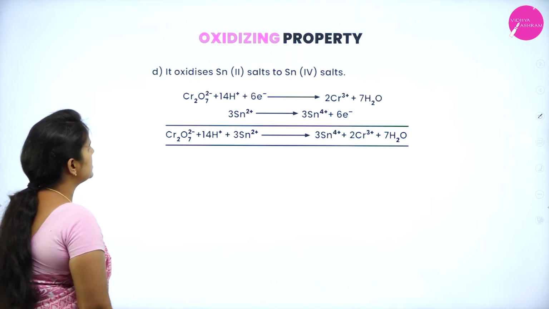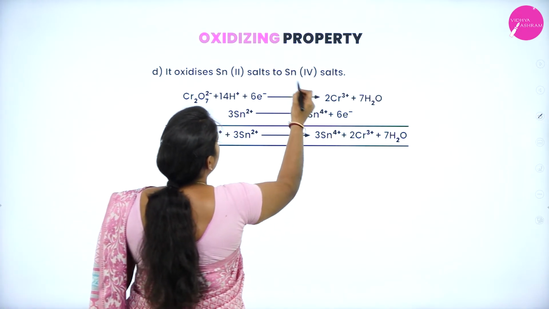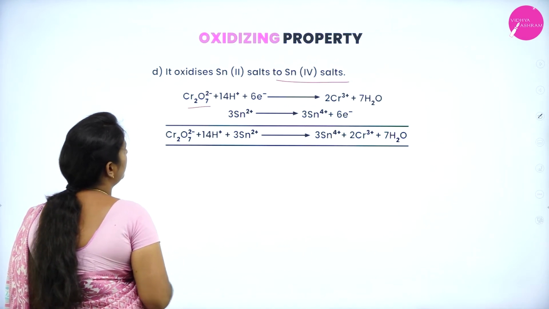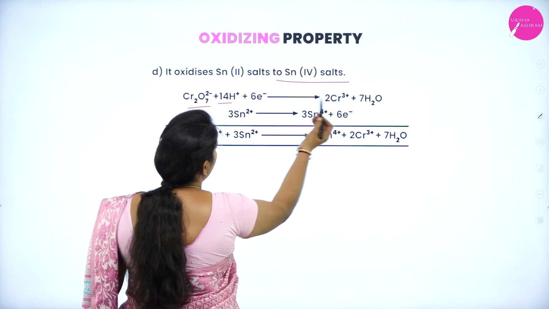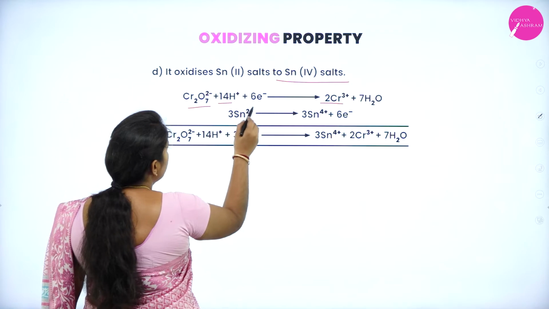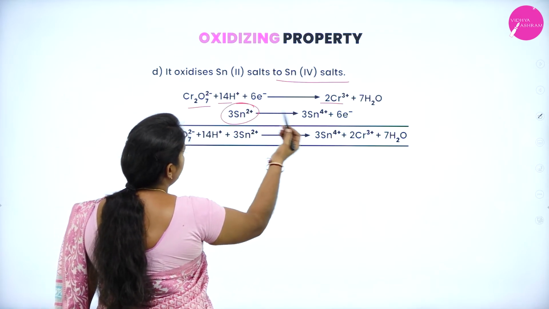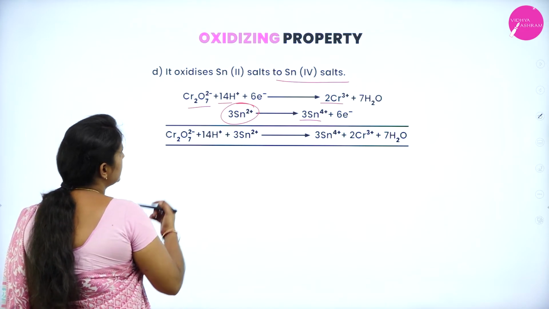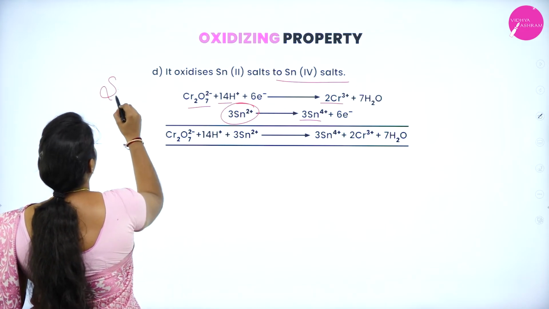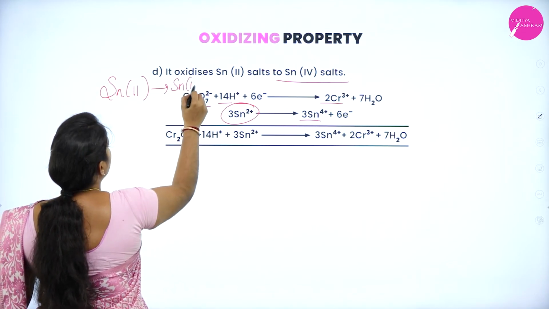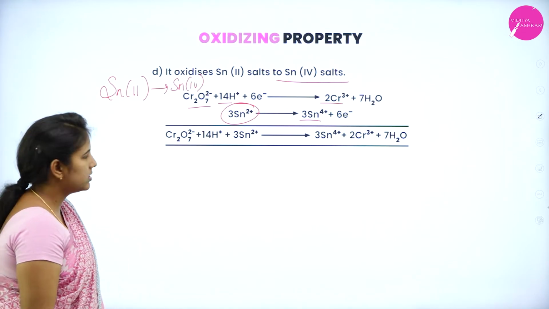It oxidizes stannous 2 salts to the stannic 4 salts. So I have considered the dichromate allowed to react with acid. It forms what? 2Cr3+ with the formation of water. You can see that the Sn2+ will get converted into Sn4+. This indicates that the Sn from plus 2 oxidation state is converted into plus 4 oxidation state.